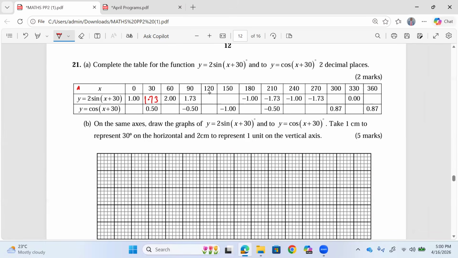Then we can check 120. 120 is our x. So x plus 30, 120 plus 30, 150. So sine 150, then we multiply it by 2. We're getting exactly 1. So 1.00, because we've been told to 2 decimal places. When you get a whole number, you're supposed to write it to 2 decimal places. Then 150, we add 30, we get 180. The sine of 180, then times 2, remains 0.